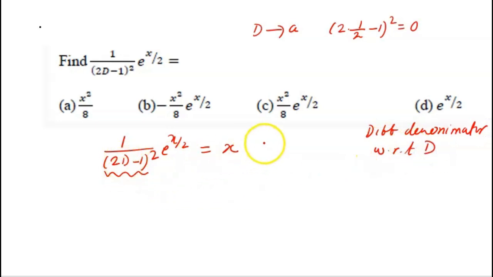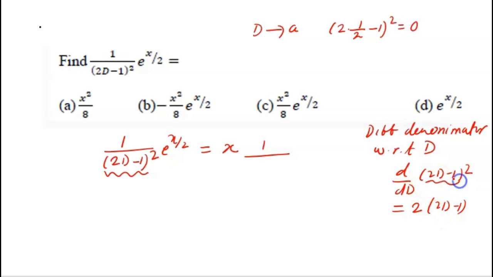So if I differentiate this with respect to capital D, d by dD of (2D minus 1) square, that is equal to 2(2D minus 1), and by chain rule again this gives me 2. So here I will get x by 4(2D minus 1) e to the power x by 2. Now I check whether it is 0 or non-zero. But the problem here is that if you replace D again by 1 by 2, you get 2 into 1 by 2, so it becomes 1, and 1 minus 1 becomes 0.